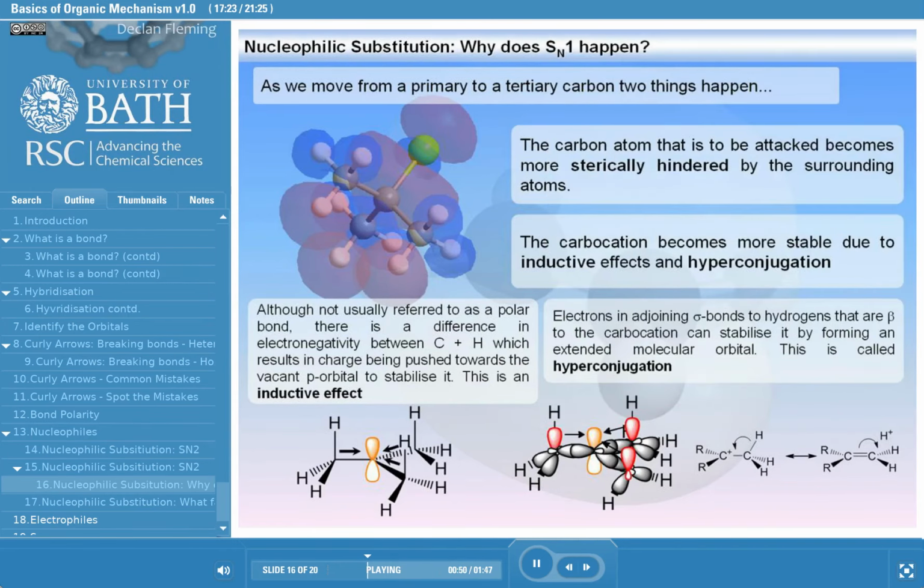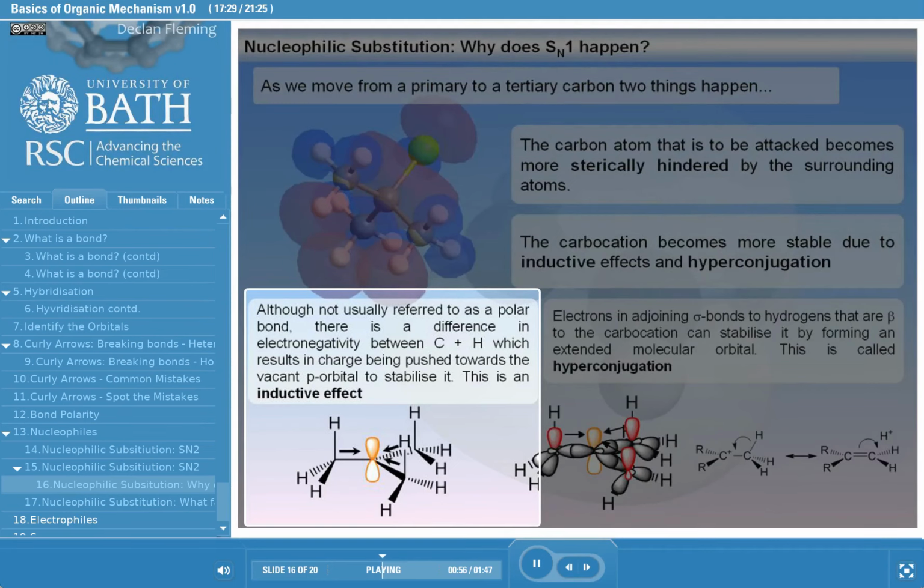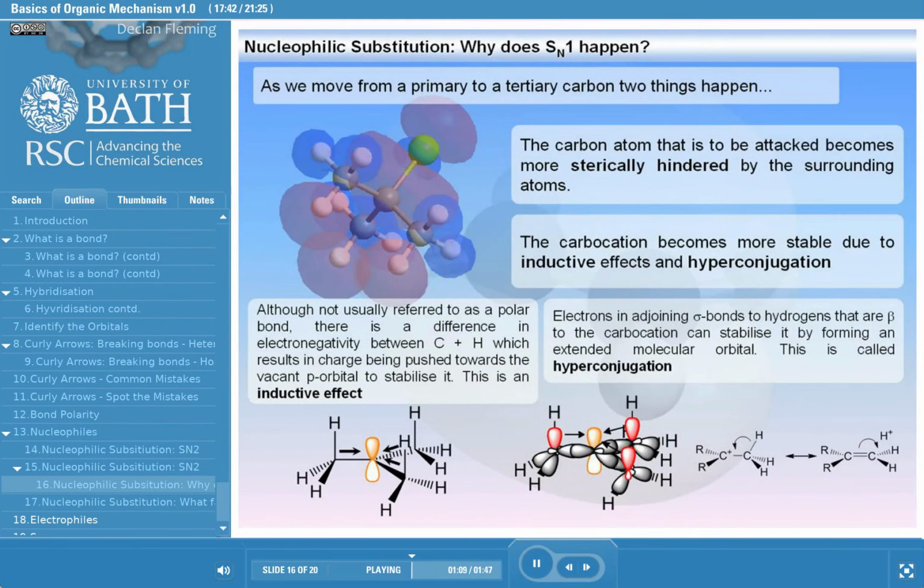Once the carbocation has been formed, it can be stabilized in one of two ways. Although there is not a significant difference in electronegativity between carbon and hydrogen, there is a slight difference. Methyl groups, as a result, can weakly push charge towards adjoining atoms. We call this an inductive effect. Also, adjoining sigma bonds, highlighted here in red, can stabilize the vacant p orbital by forming an extended molecular orbital. This is known as hyperconjugation.